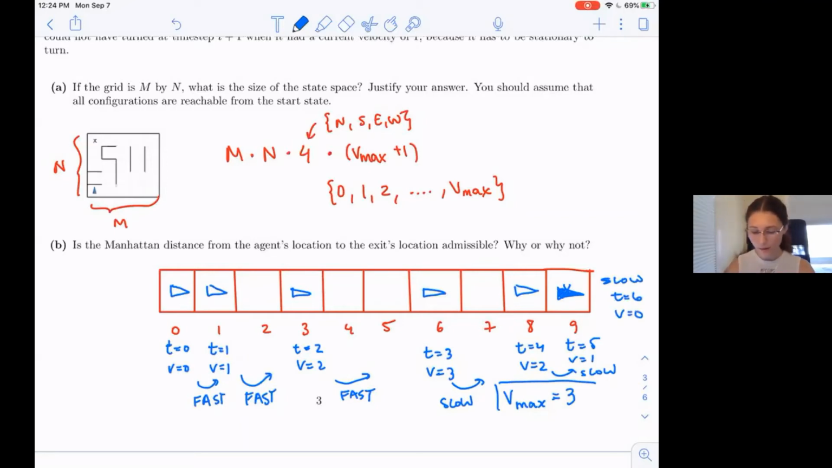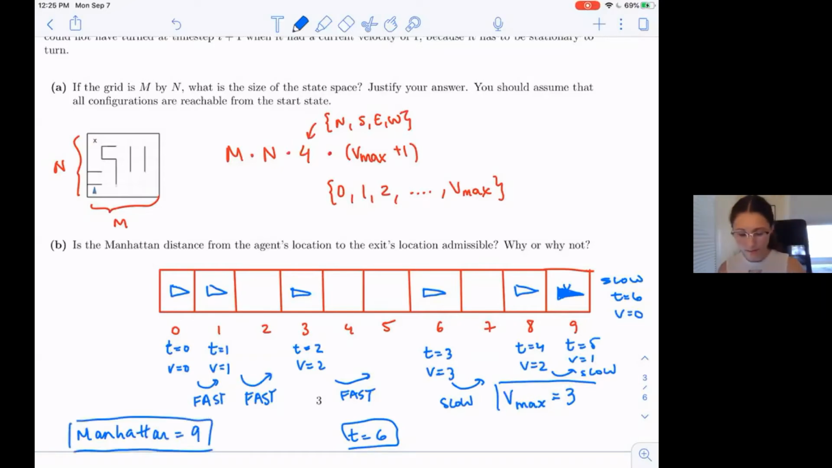Now, if we think about the total time it took us to go from the start to the goal, it was 6 time steps, right? What would Manhattan distance say? Well, Manhattan distance would say it's going to take you essentially 9 steps to go from the start to the goal. So Manhattan would say 9.